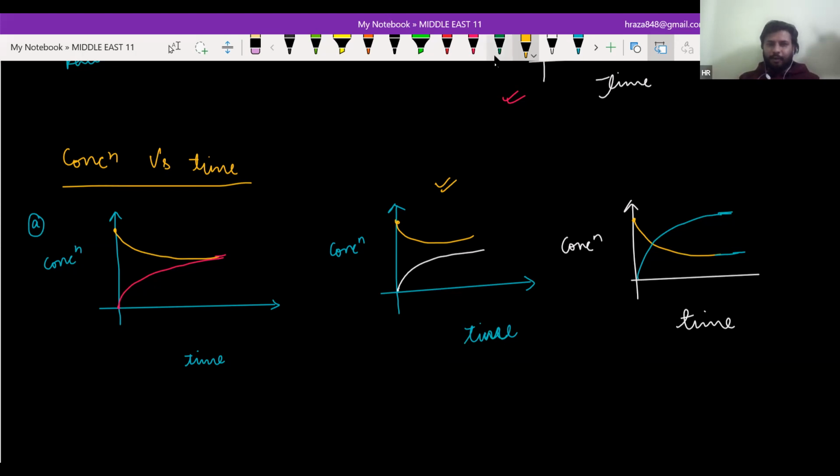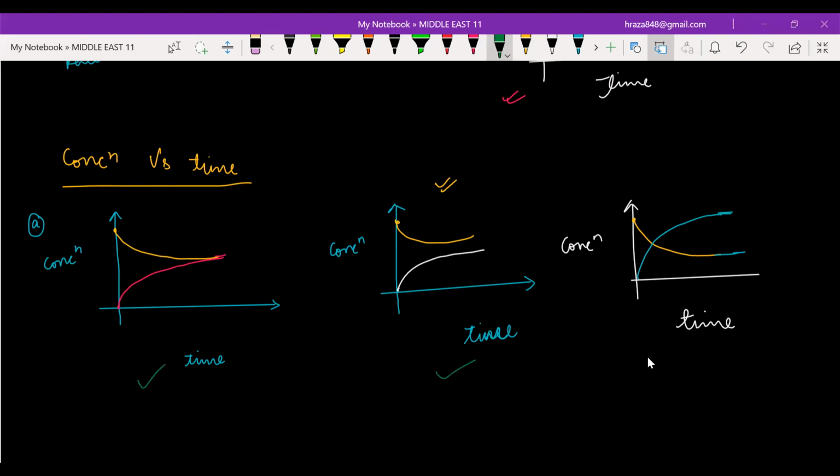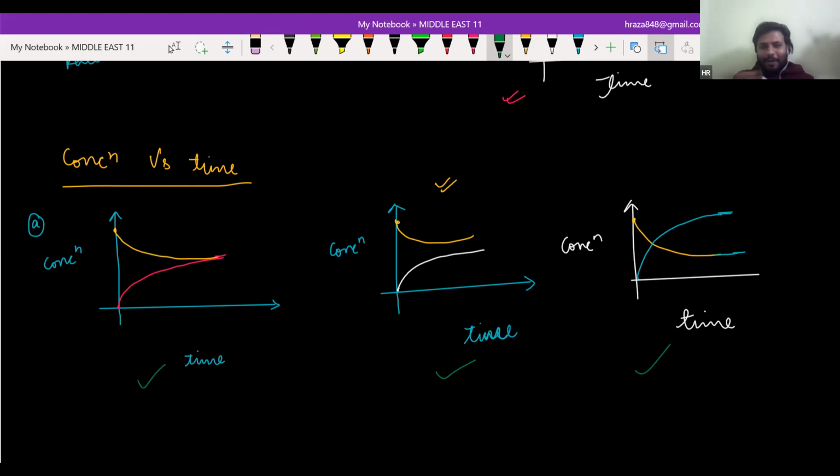Okay, I'm going to explain it. The correct answer is A, B, and C. All have equilibrium. Now let's go for the concept.